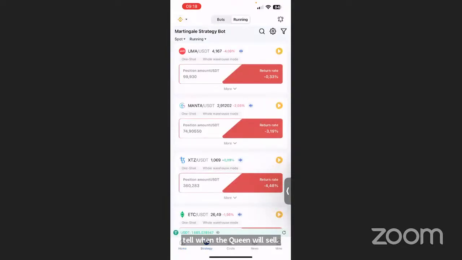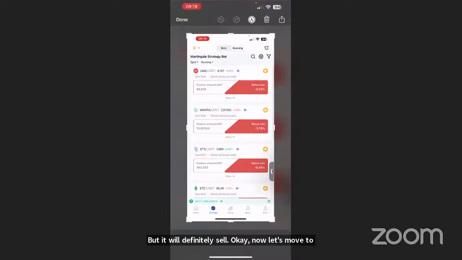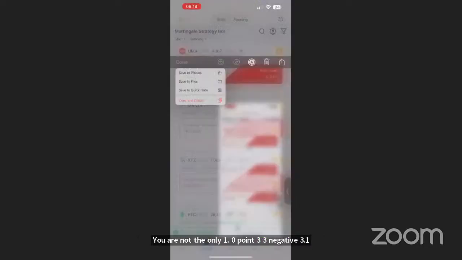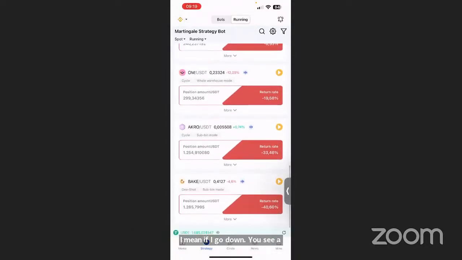Okay, now let's move to strategy. In strategy, you can see the floating losses. You are not the only one: 0.33, negative 3.19, negative 4.18. If I go down, you will see a lot. But I don't screenshot it and send it on the platform with a broken heart, crying as if someone is dead and will not come back to life again. No, I don't do that.